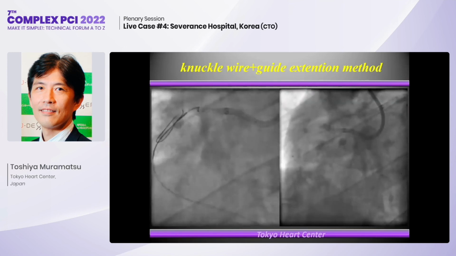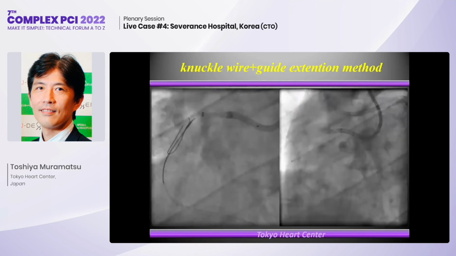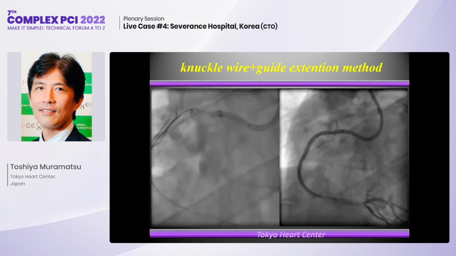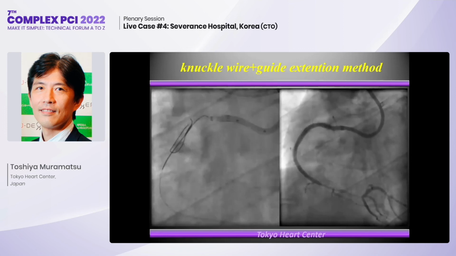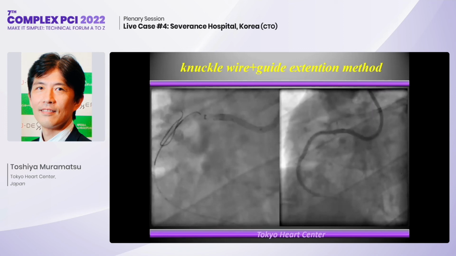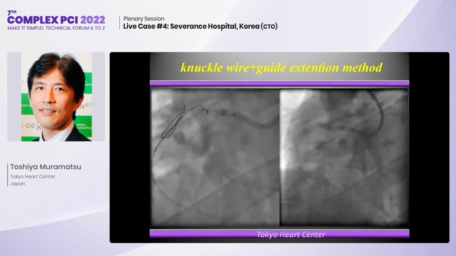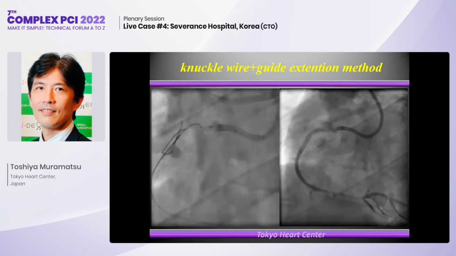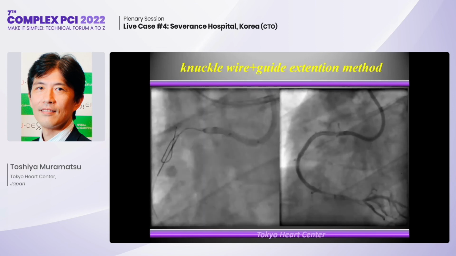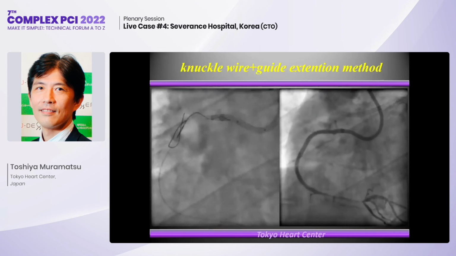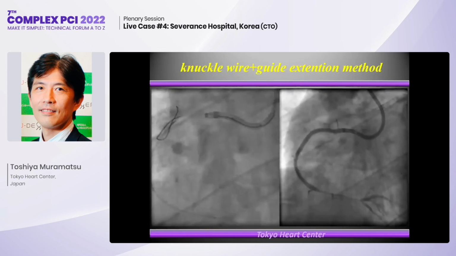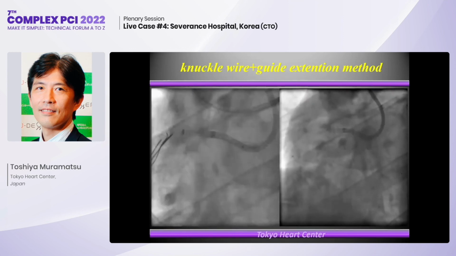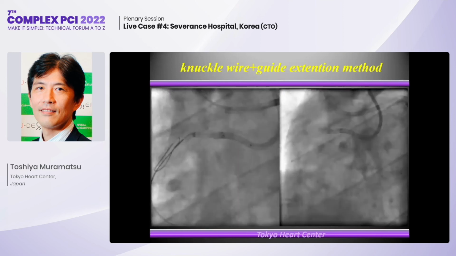So I changed to the guide extension method. The guide extension was pushed into the right coronary ostium, and I tried to catch the retrograde wire directly into the guide extension catheter. Finally, I successfully caught the retrograde wire into the guide extension catheter, and the final angio is very nice.